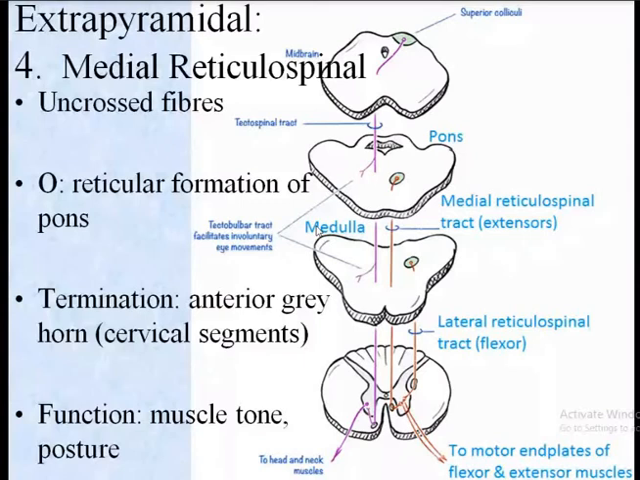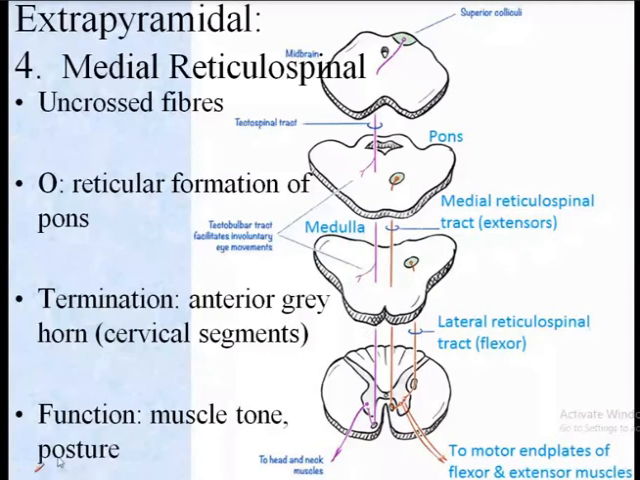Can you see in this diagram? It is uncrossed. It is not crossing the midline of the body. The fibers are uncrossed and relay into the anterior gray horn of the spinal cord. This medial reticulospinal tract also descends only up to the cervical segment, and its function is to maintain muscle tone and posture.